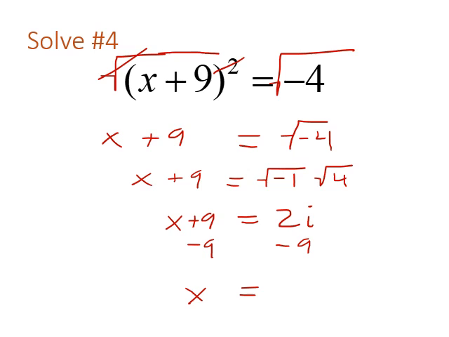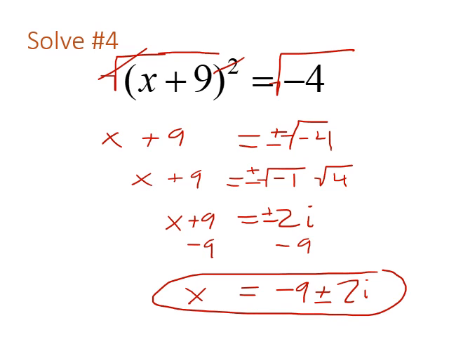Okay, thinking back to complex numbers, when I simplify them, I want my real part first, followed by my imaginary. One thing I forgot when I took that plus or minus, that 2i needs to be plus or minus. Okay, so those are my two solutions. x equals -9 plus or minus 2i.